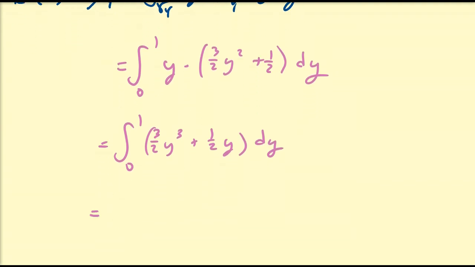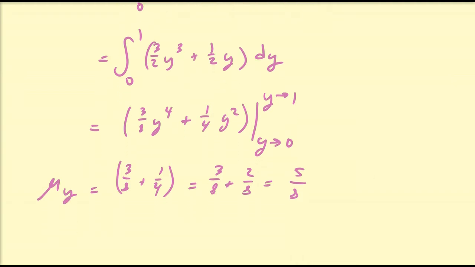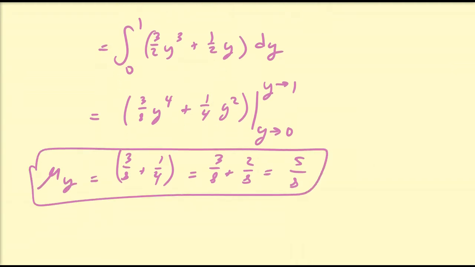So using the fundamental theorem of calculus, that's going to be equal to, y is going to go to a power of 4, and 4 times 2 is 8, so we have 3/8 y to the 4th, plus 1/4 y squared, as y goes to 1 and as y goes to 0. So as y goes to 1, we're going to have 3/8 plus 1/4, and 0 doesn't contribute anything, and that's going to be equal to 3/8 plus 2/8, which is 5/8. So that's the mean of y. Now, since the variables are symmetric in distribution, one can also find that mu x is also equal to 5/8.